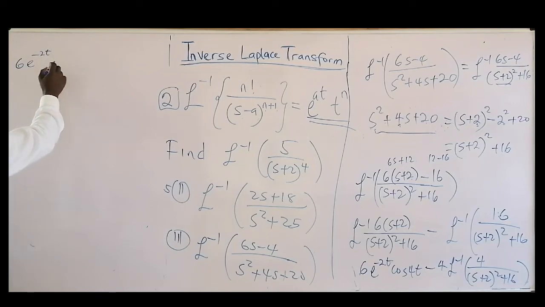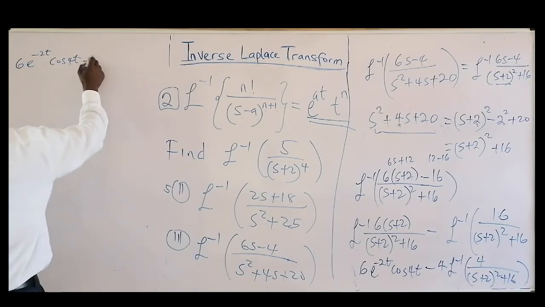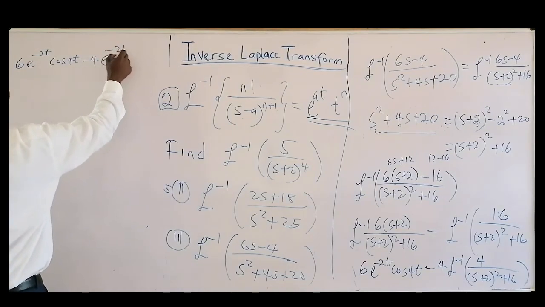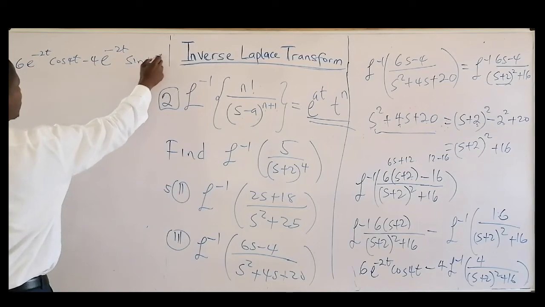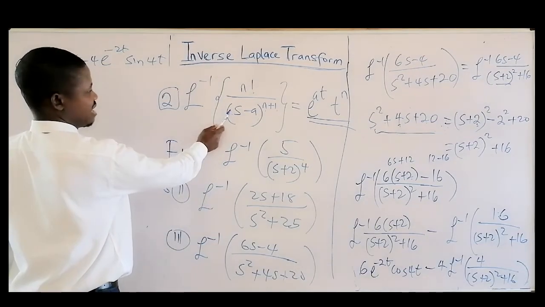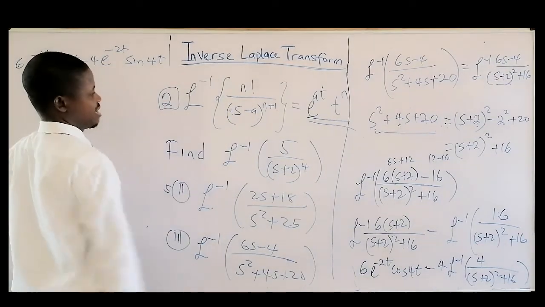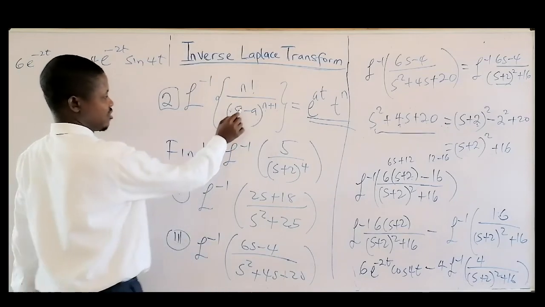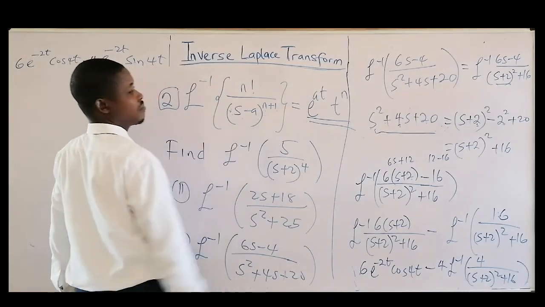6 e to the minus 2t cos 4t, then minus 4 e to the minus 2t sine 4t. Okay, so that's that. You are just playing with this identity here. So that means if you have plus here, this will become minus here.